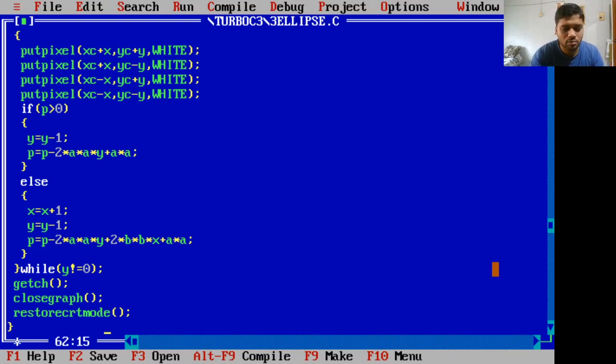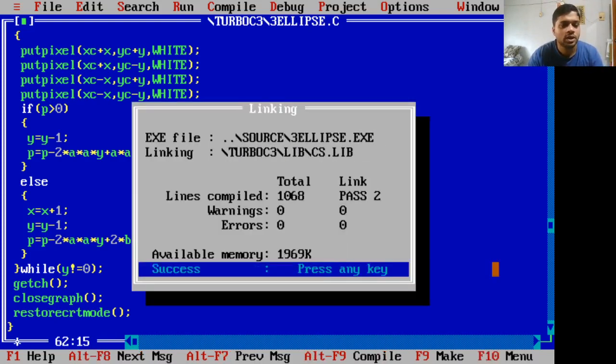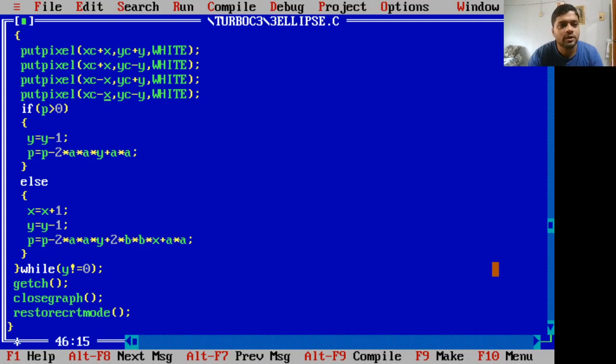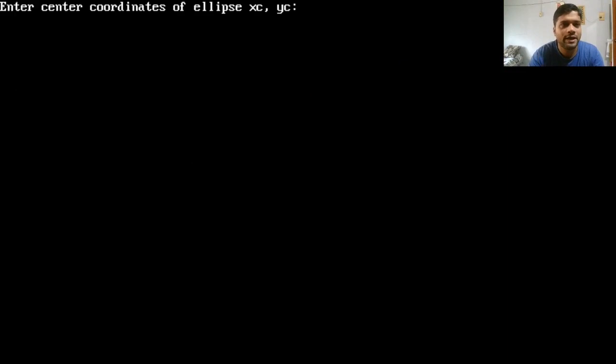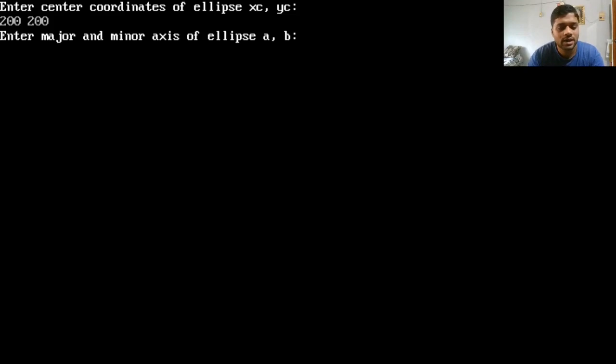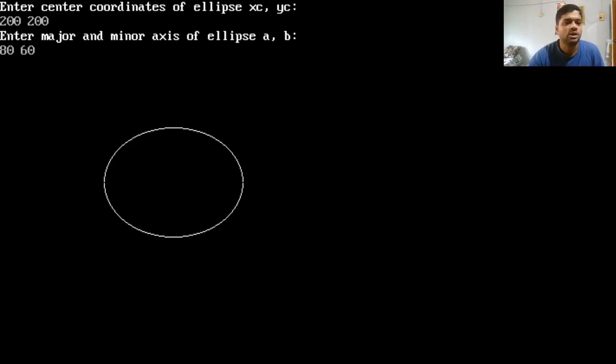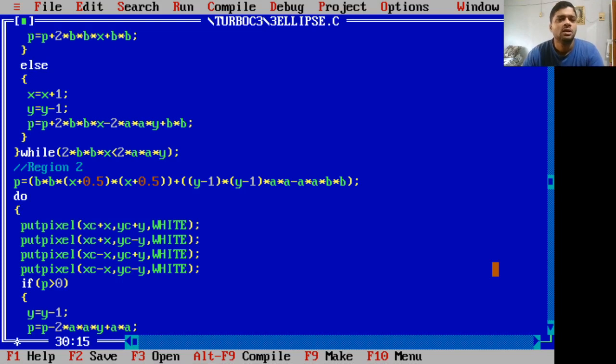So let us try to compile the program. There are no errors. And then when I run the program, we will put the values of the center as 200 comma 200, and the major axis as, let's say, 80, and the minor axis as 60, and this is the ellipse. So the ellipse generation is also possible using a fairly simple logic, not too difficult to understand.